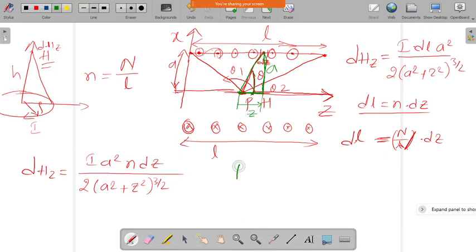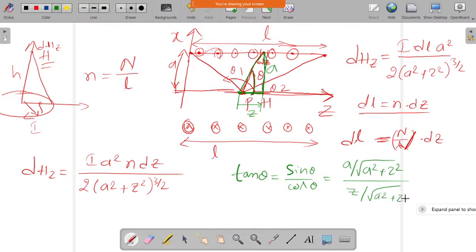Now if I write the value of tan theta from here, it is nothing but sin theta by cos theta. What is sin theta? It is opposite by hypotenuse, which is a by square root of a square plus z square. Similarly cos theta is z by square root of a square plus z square. So tan theta is nothing but a by z, but we want to know what is dz. So z is equal to a by tan theta.